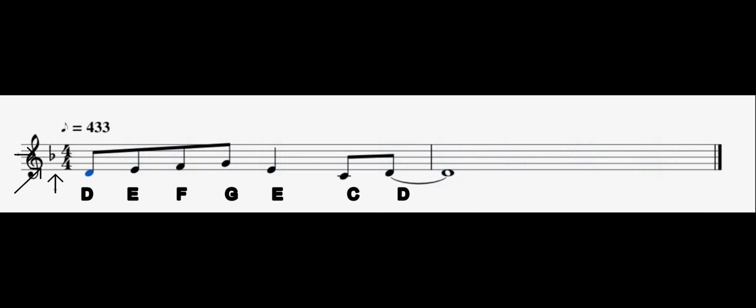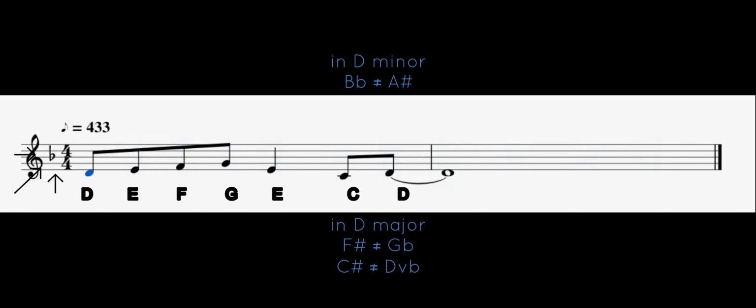Number 1. Chord building. The notes of this melody are D, E, F, G, E, C, D. If you were to compress those, it would be C, D, E, F, and G. This version of this melody, the version that became a meme, is in D minor. The key signature for D minor has one flat in it, which is B flat, which cannot be interchanged with A sharp. Similarly, if we were to put this into D major, which has two sharps in its key signature, F sharp and C sharp, those cannot be interchanged with G flat and D flat.